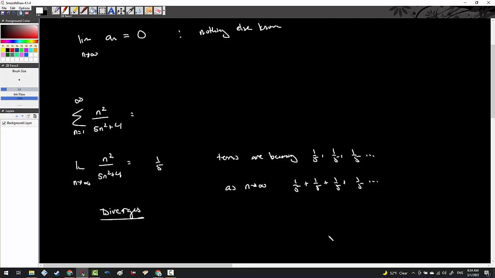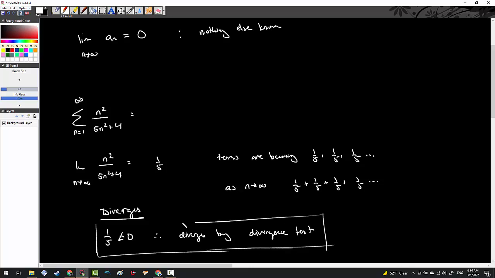So what we say about this is that 1/5 does not equal 0, and therefore it diverges by the divergence test. One of the things you're going to want to start getting used to as we move into the convergence tests in series is knowing their names, because you're going to want to justify how you proved convergence or divergence based on the test's name. So this would be the answer that I would be looking for.